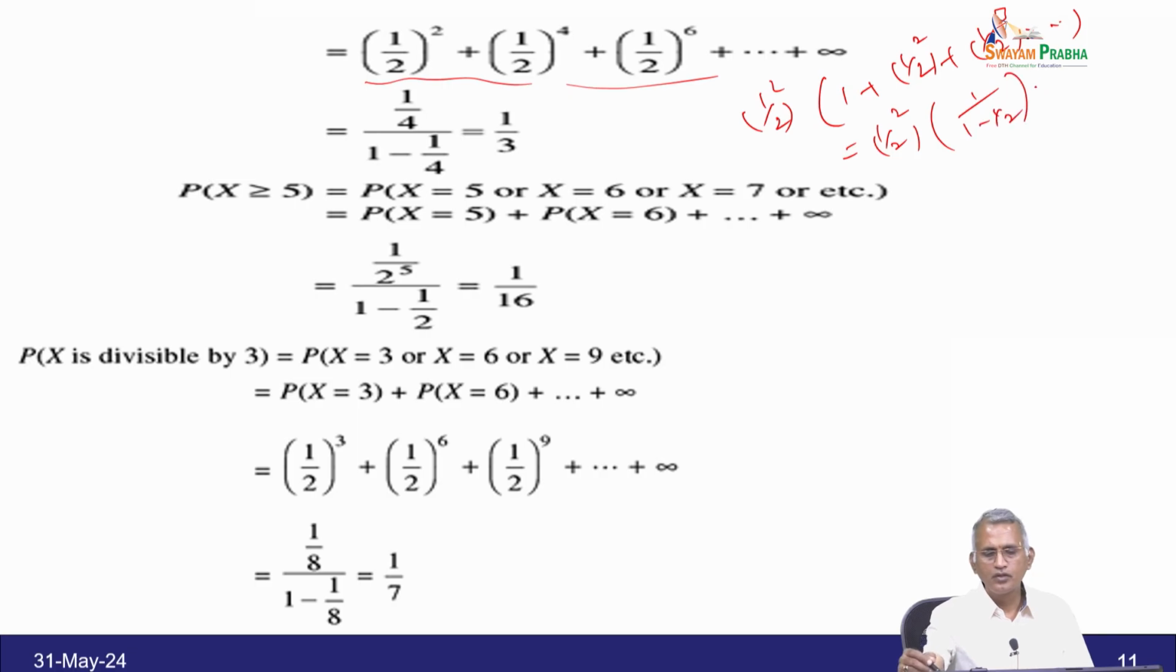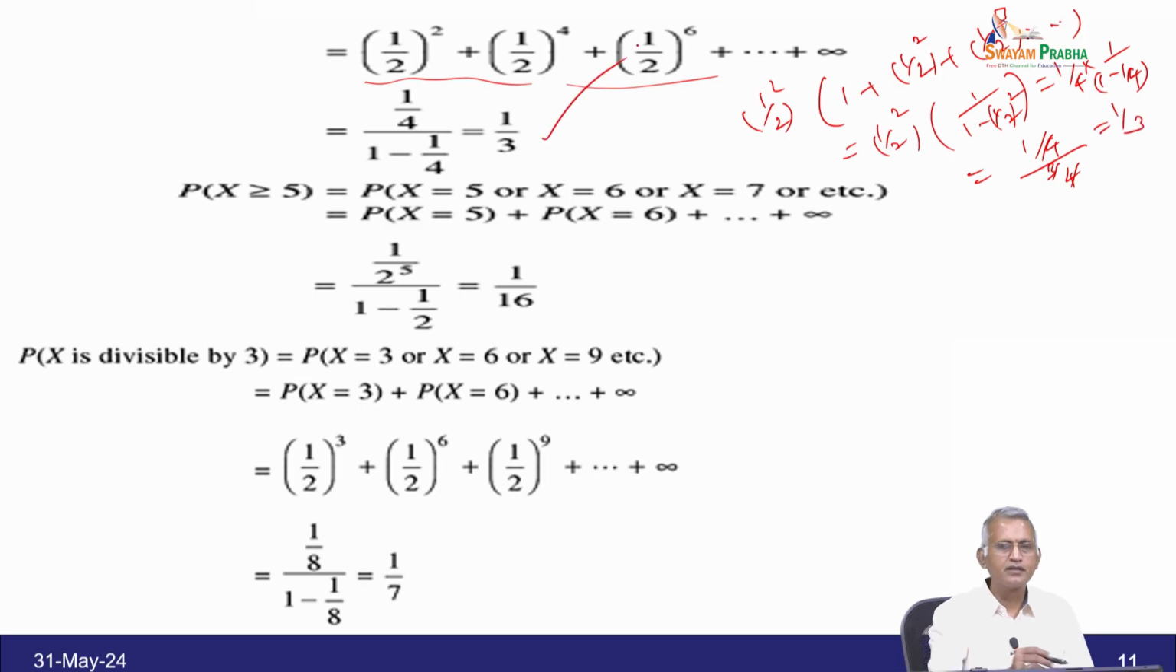Therefore, for the infinite geometric series, A here is 1 by 2 the whole square, right. So, we have 1 by 4 into 1 by 1 minus 1 by 4, which is equal to 1 by 4 by 3 by 4. The 4 gets cancelled, therefore 1 by 3, that is the first step answer.